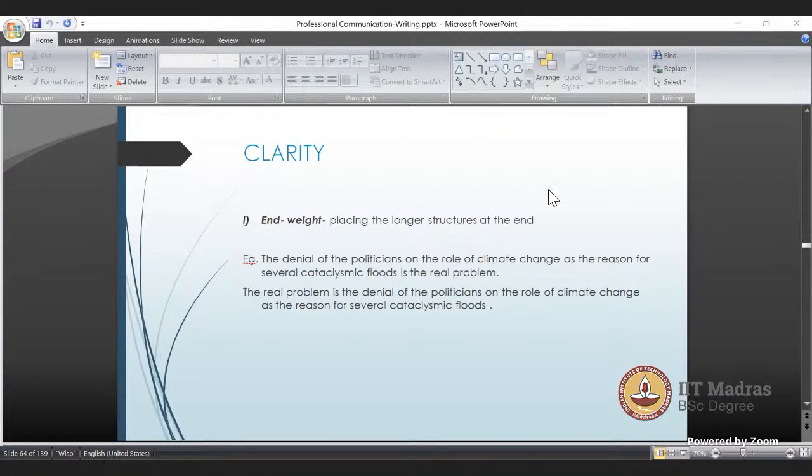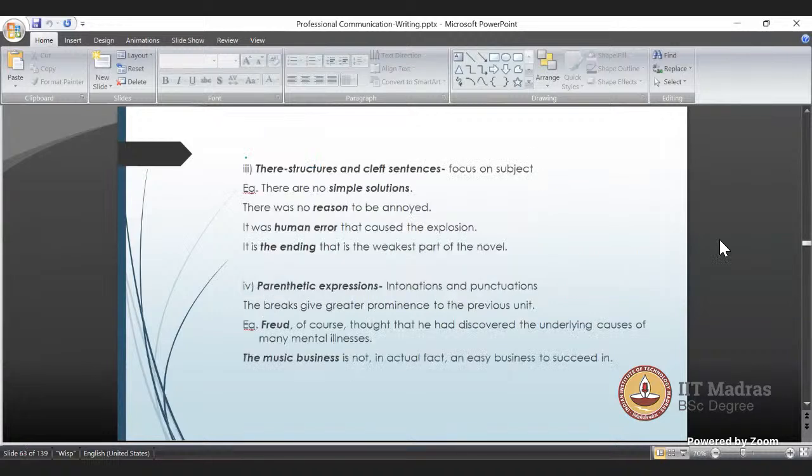Yeah, I have a doubt here. Go ahead. In punctuation, like a comma, we put a comma to emphasize the previous phrase, right, or the following phrase. Like here, what we are emphasizing, like music business is not. So if I remove 'of course', the sentence would be 'Freud thought that he had discovered'. Okay, so then you don't need it, right? But you added that comma and that particular phrase in between because you wanted the reader to pause at Freud, right? Yeah. And remember that part of it better.